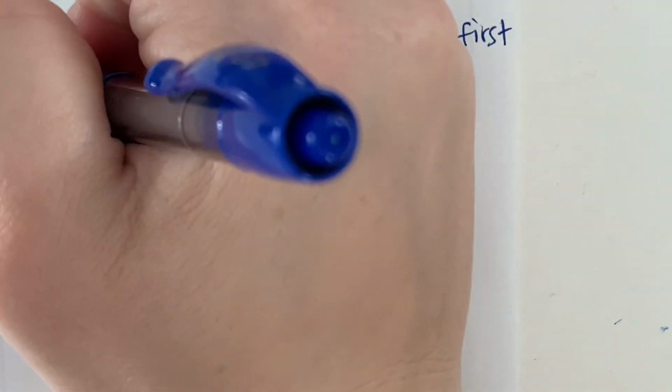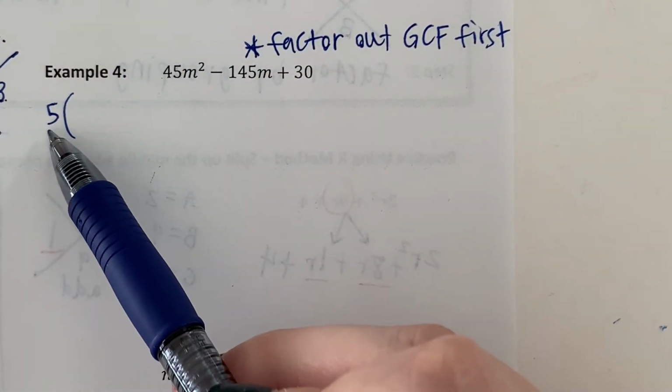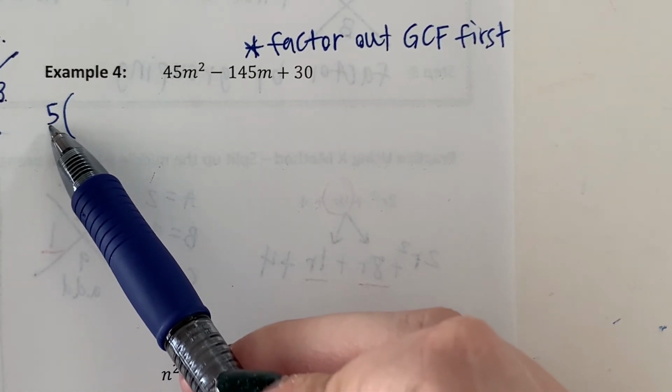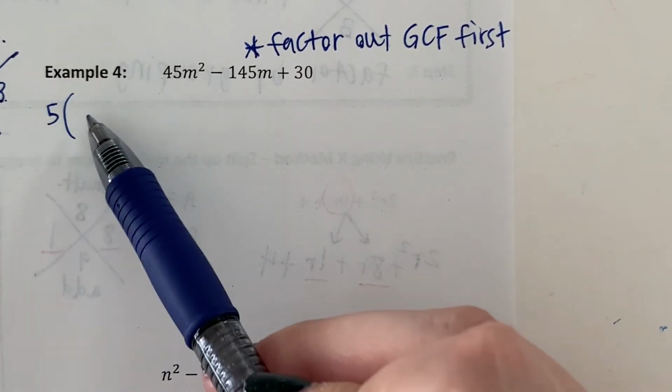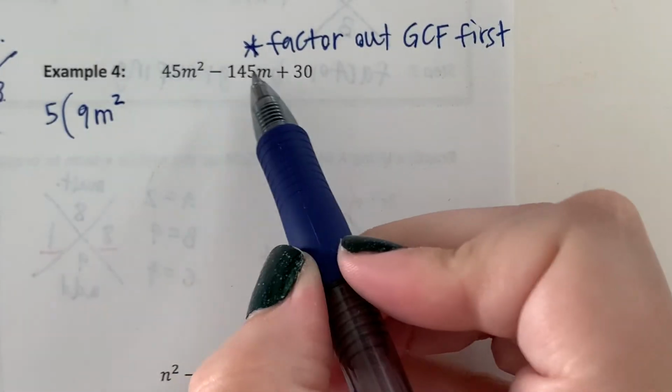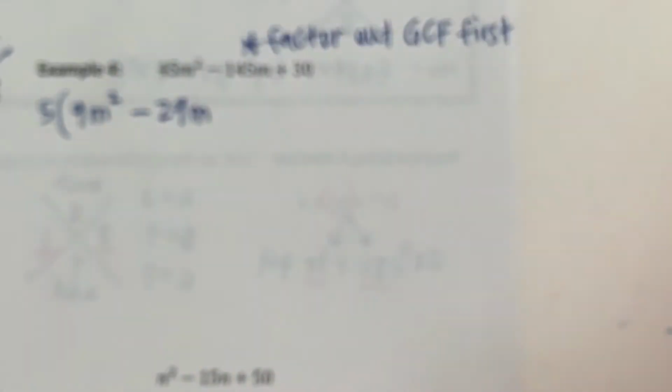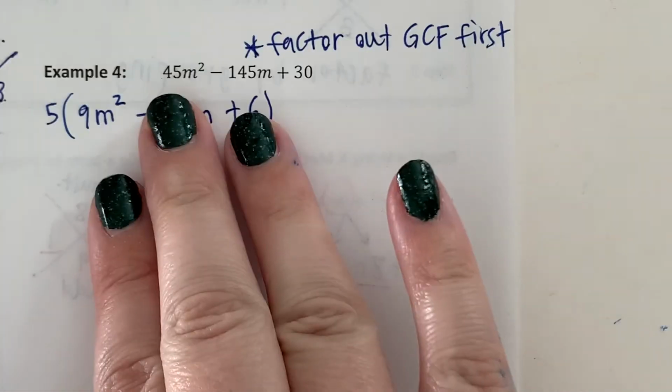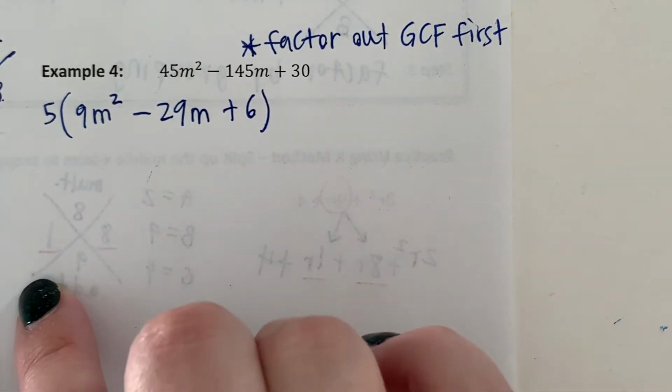That would be 5. I factored out a GCF of 5, and now I need to think of backwards distribution. So 5 times what gives me 45m squared? That would be 9m squared. 5 times what gives me negative 145m? That would be negative 29m. 5 times what gives me 30? That would be 6. So this 5 that we've pulled out as a GCF, we're just going to have to remember every step to continue writing the 5.